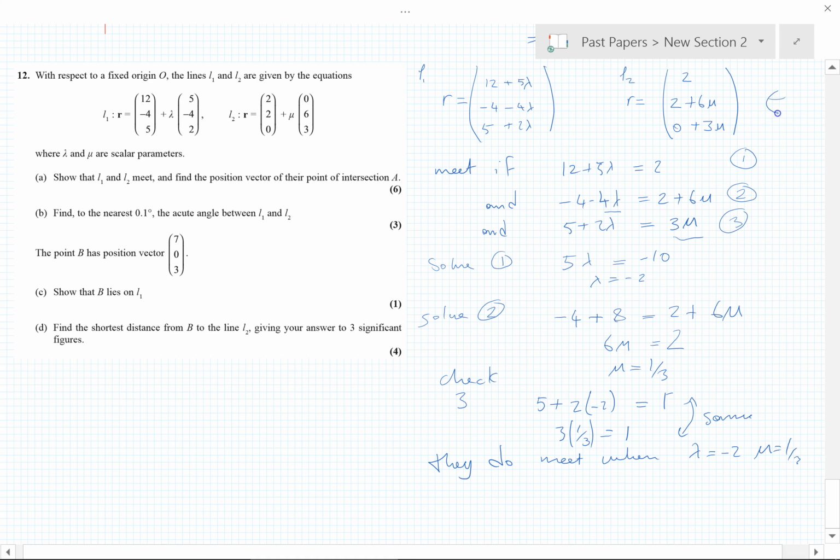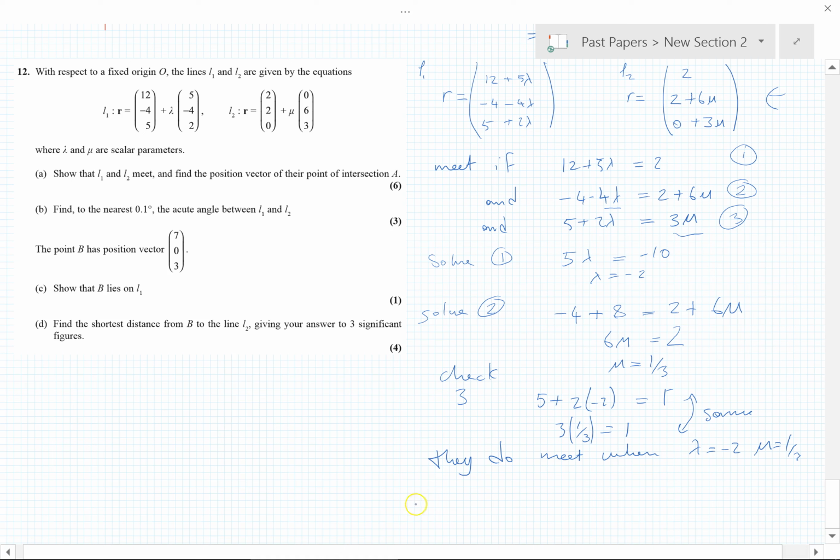I'm going to put in this one because it's less to sub in and the numbers are easier. So they meet at 2, because as I say, there's no number to sub in there. 6 times a third for this one. 6 times a third is 2, so that's 4. And then put in mu as a third into this one, we get 2, 4 and 1. They meet at 2, 4, 1. There we go.